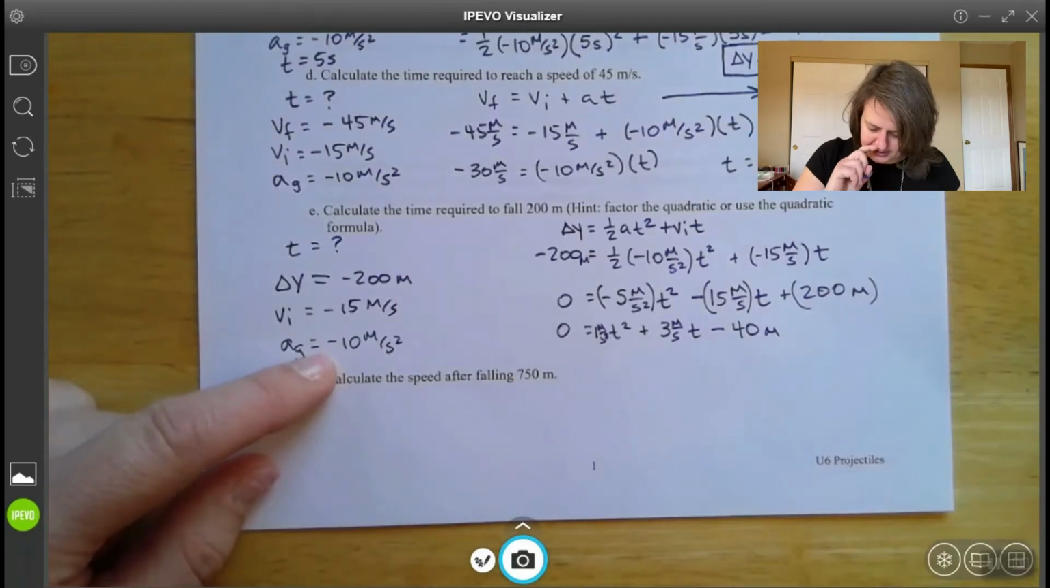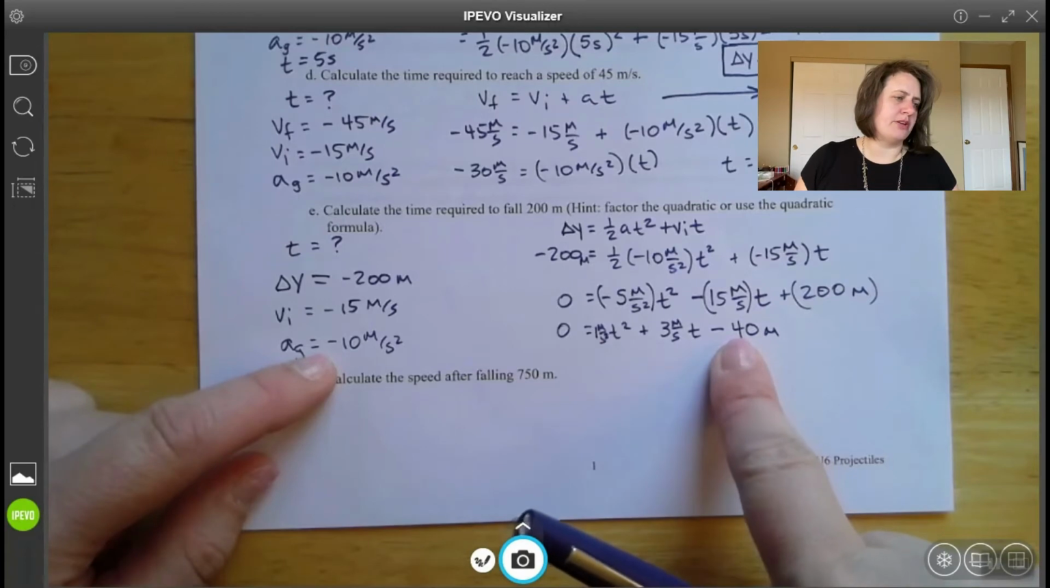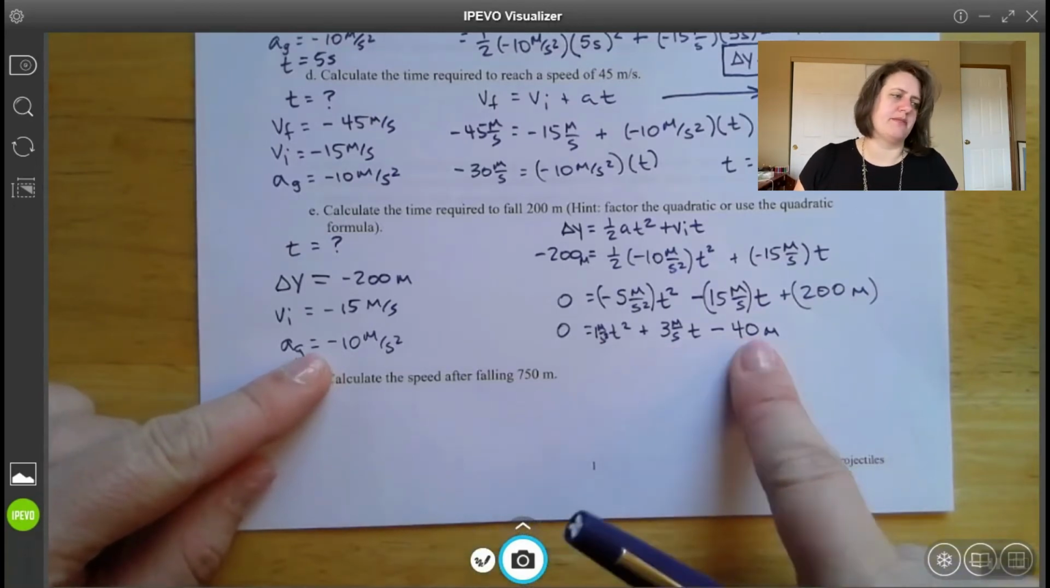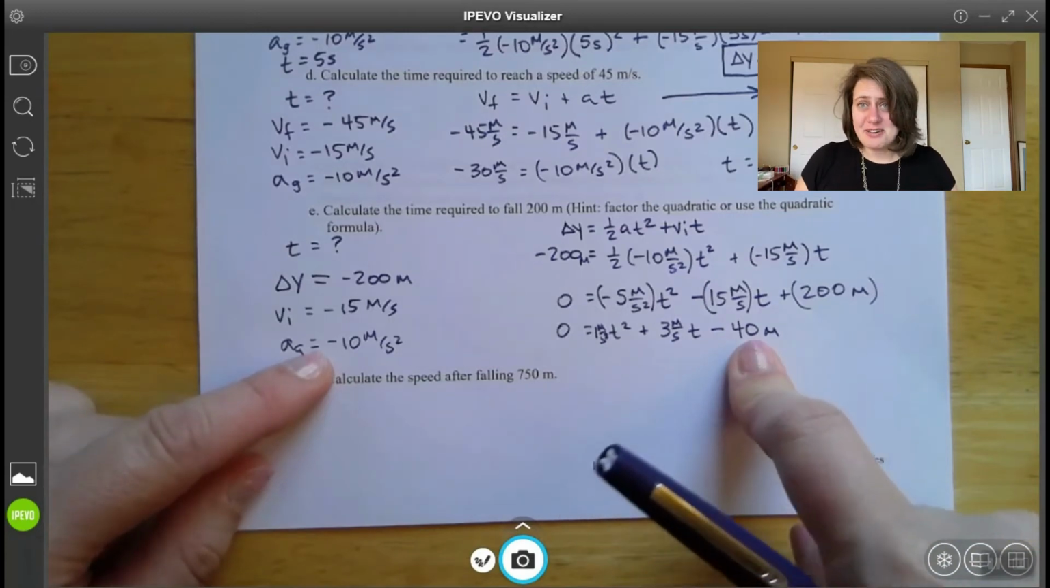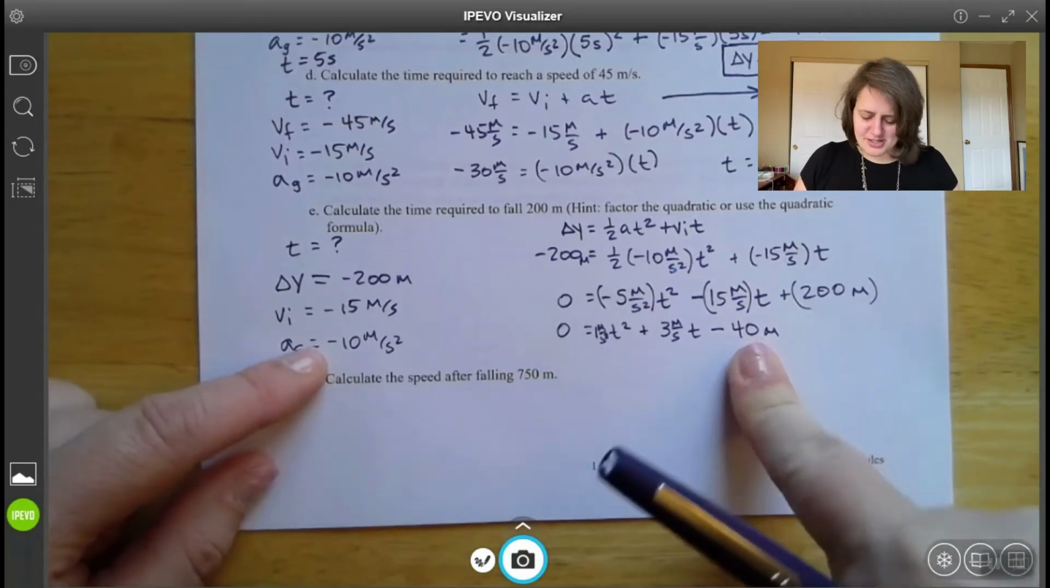So then we're going to solve this. We've got a 1, a 3, and a 40. Remember, when we do factors for this, we're going to need factors of 40 that have a difference of 3 between them. That's going to be 5 and 8. Yay, we don't have to do that quadratic formula solver thing.